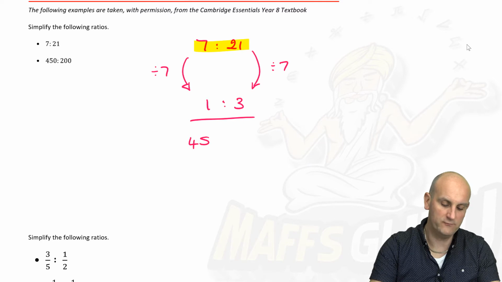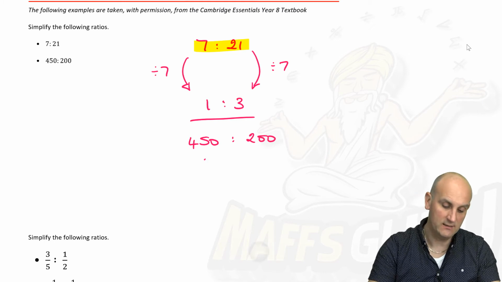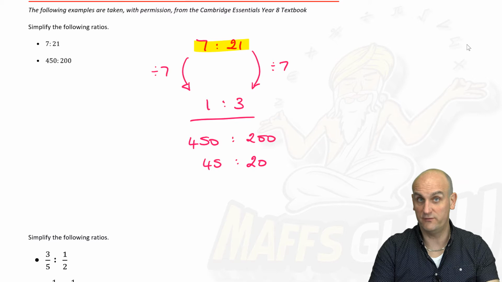What about 450 to 200? Well, the first thing I know is they both end with a zero, so I'm actually going to divide those by 10. That gives me 45:20. That is exactly the same ratio because I've divided both sides by 10. And again, now I look at those and I go, well, both of those can divide by 5.